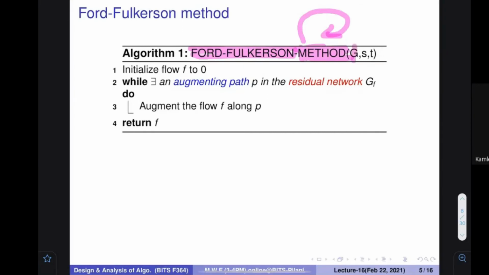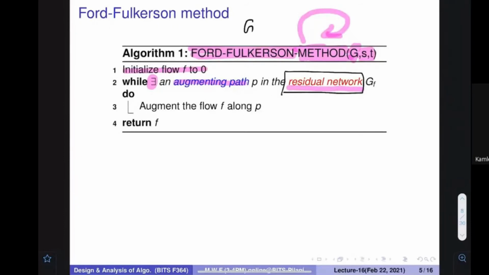What is the input? You are going to give me a graph, and specify who is the starting node and who is the sink node. Initialize the flow to 0. Initially, I am saying that there is no flow in the network. And now the very important term comes: while there exists an augmenting path in the residual network. Till now we had a graph. Now I am going to talk about something else, which is called the residual network.